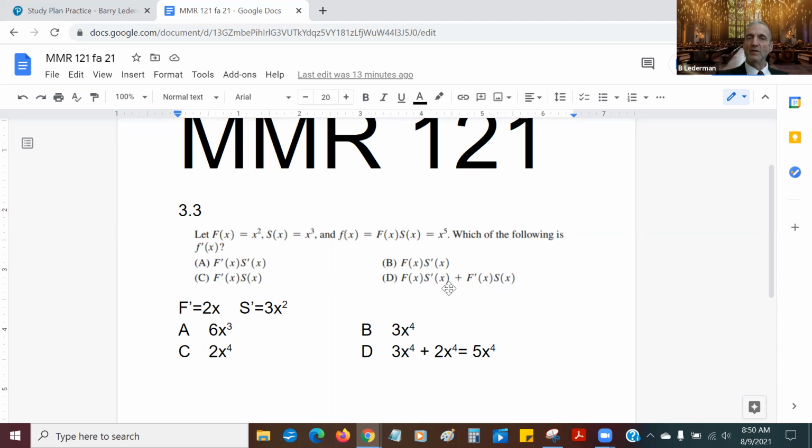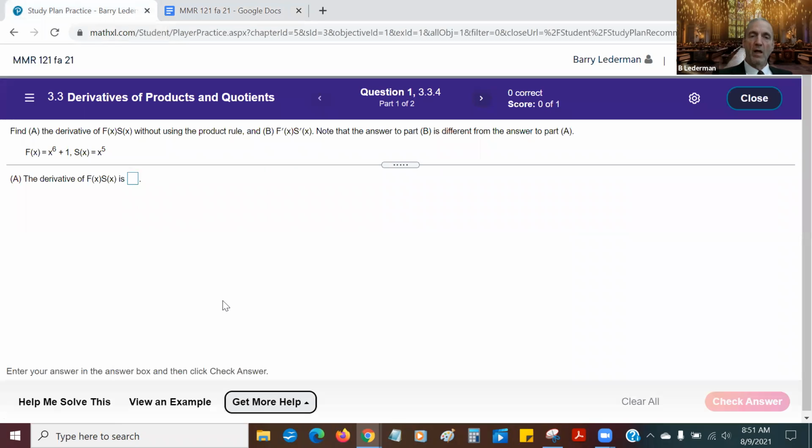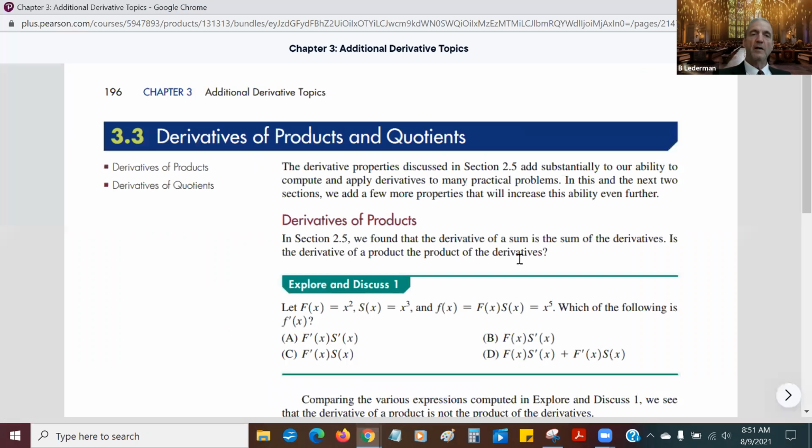And look at this crazy thing over here, choice D. F times S prime plus F prime times S. Now that is insane. And you get 3x to the fourth plus 2x to the fourth, which is 5x to the fourth. And like many insane things, it is actually absolutely correct, and is brilliant. And this actually can be proven to be true. I mean, here we see it, but in general, we could prove this.